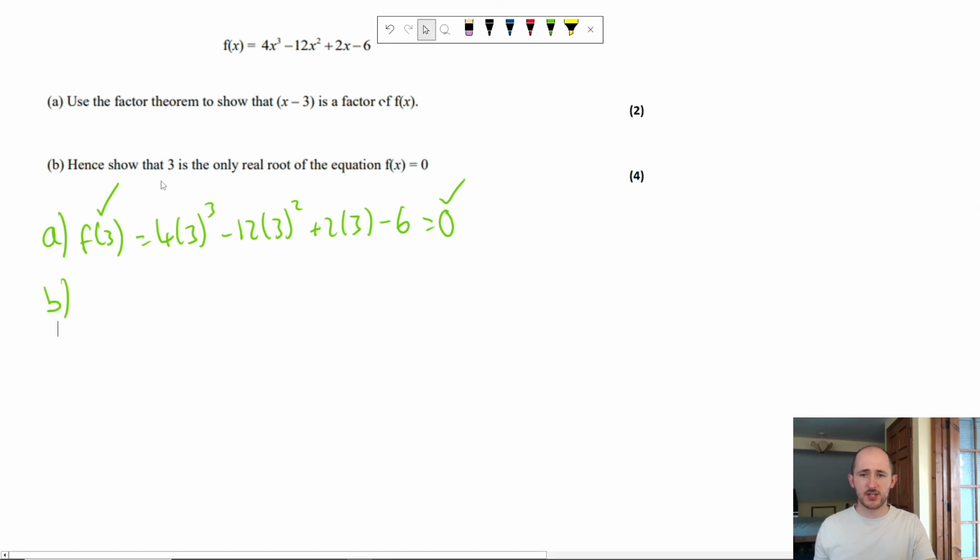This is: hence show that 3 is the only real root of the equation. So remember, when you see root, in your brain, just sub in the word solution. So what they're asking us to do is solve this equation. But they're acknowledging that we might not get any solutions, which is totally fine. So, we're going to do the same thing that we've always done. We're going to do the division.